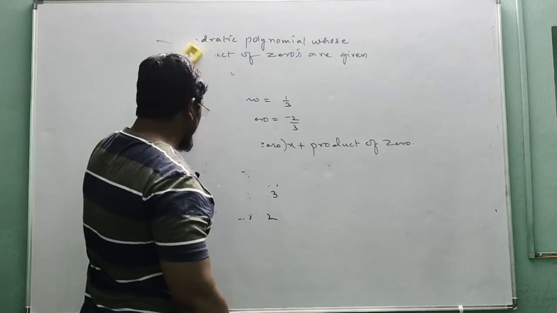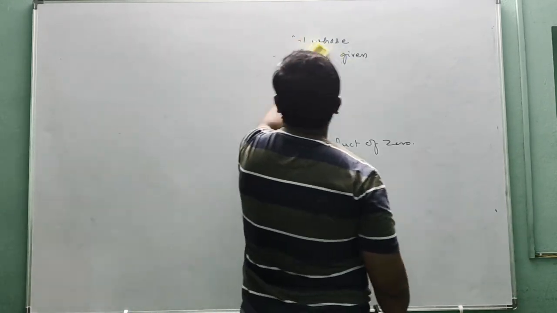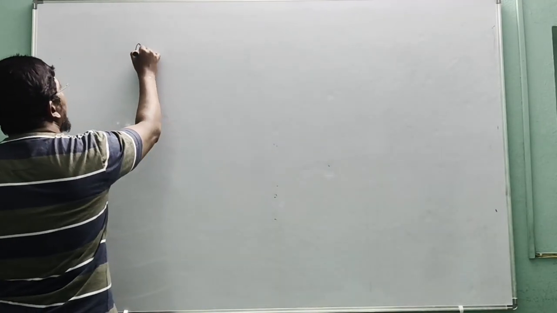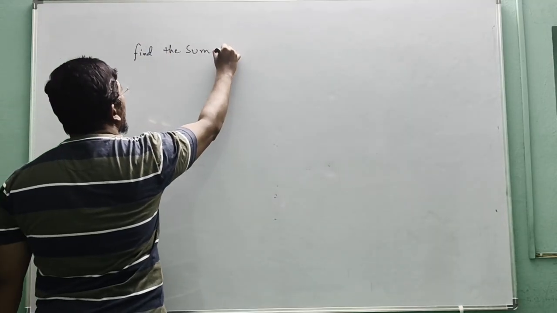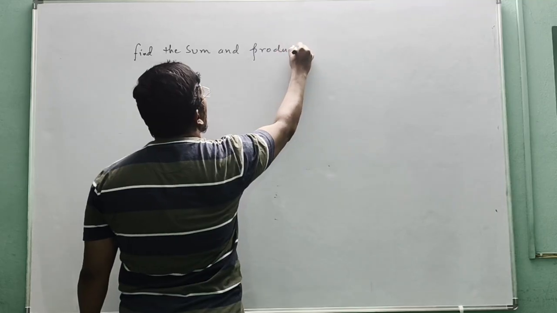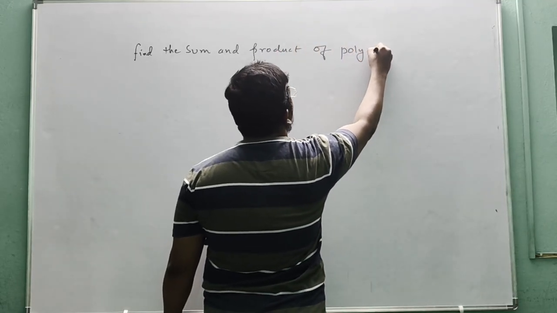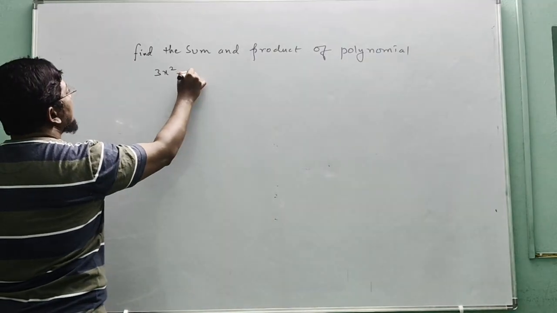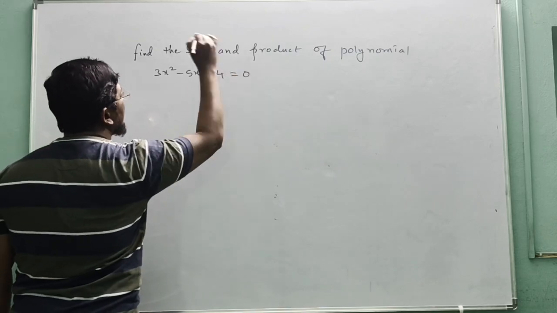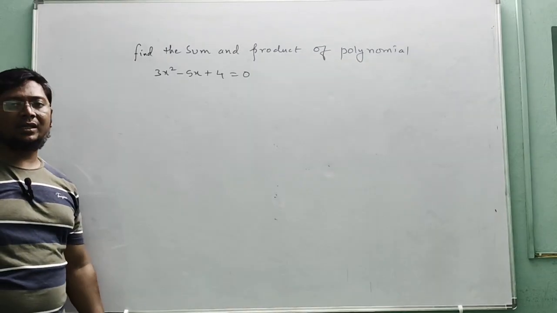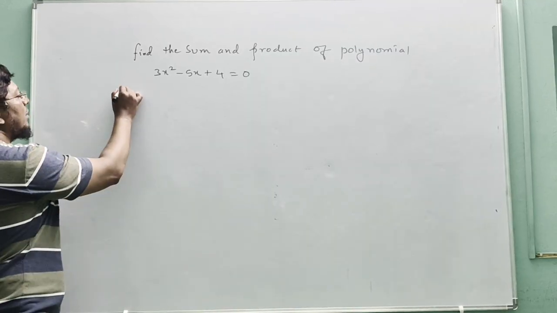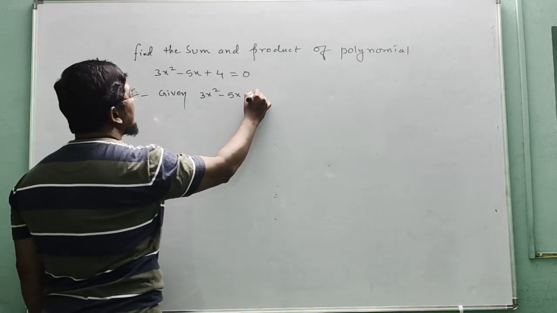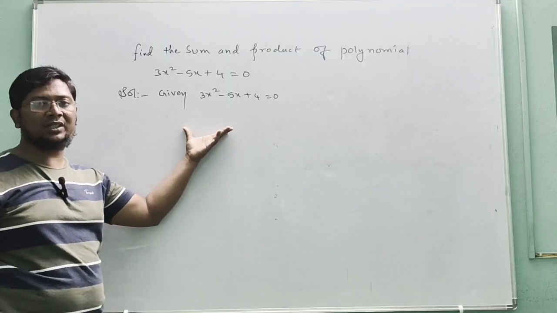Our next topic is: find the sum and product of the polynomial. Okay, the first one is 3x square minus 5x plus 4 equal to what? 0. So we have to find the sum and product of the polynomial. So students, what is clearly given? Given that 3x square minus 5x plus 4 equal to 0. So this is the quadratic polynomial.